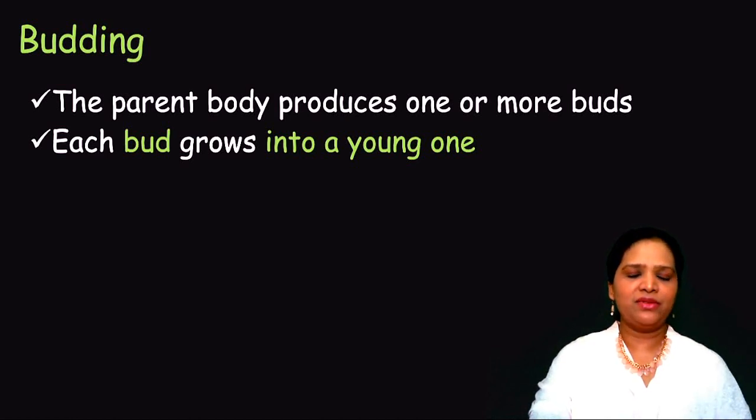Right. So let us see what is the definition for budding. Budding means the parent body produces one or more buds. That's what I told, not only one bud.